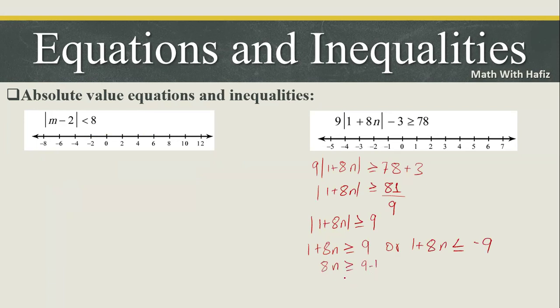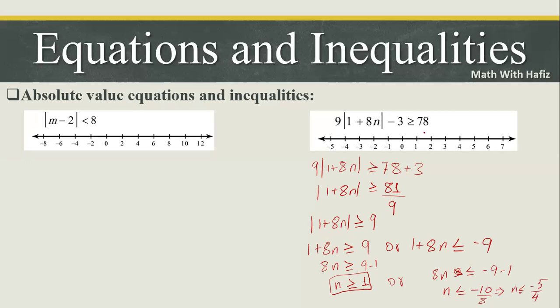So from here, if you want to find the value of n, it will be 8n greater than or equal to 9 minus 1, which is 8. So n will be greater than or equal to 1. Or the second value will be 8n less than or equal to negative 9 minus 1. So n will be less than or equal to negative 10 over 8. So the value of n can be less than or equal to negative 5 over 4.